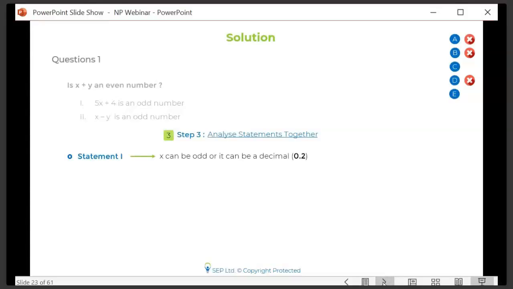And even when you combine both these statements, statement 1 is that x can be odd or it can be a decimal, as we inferred. And from statement 2 also, we are getting that x and y could be integers or they can be decimals. Now tell me, after looking at these two statements, they are in front of you. Can we answer our question? Can we figure out whether x plus y is even or not?